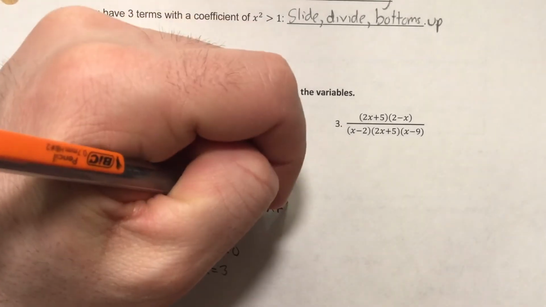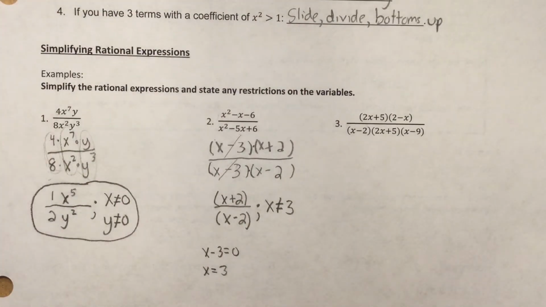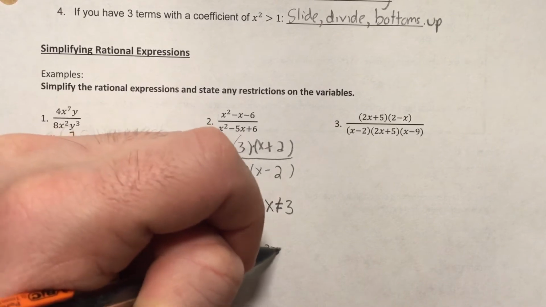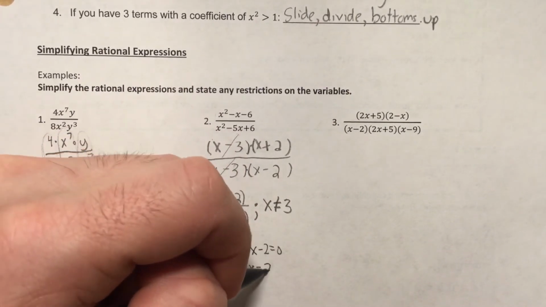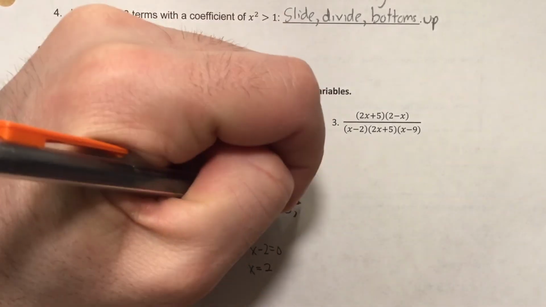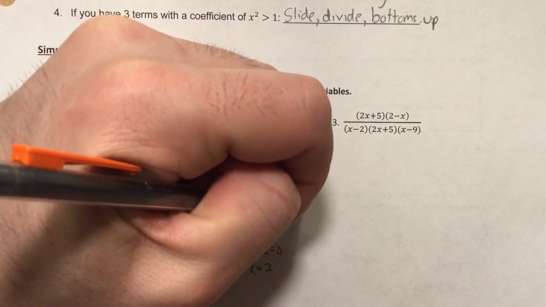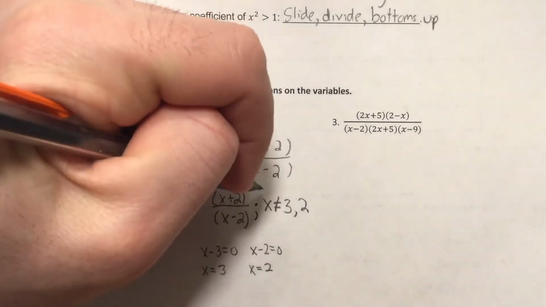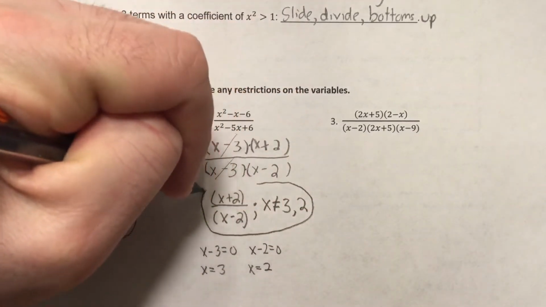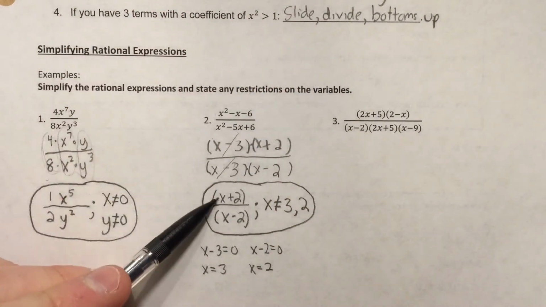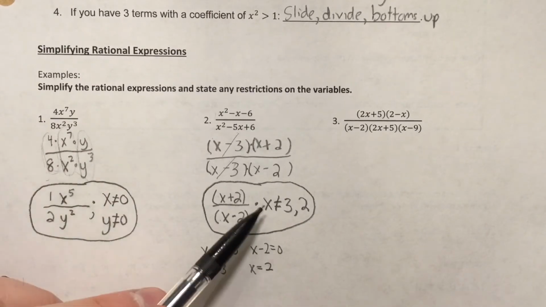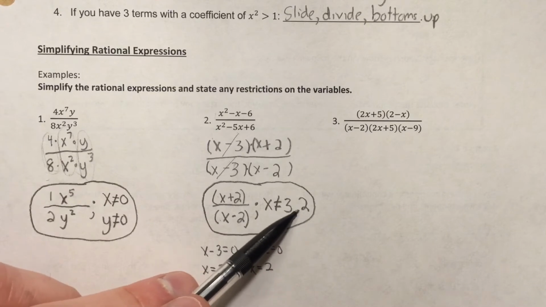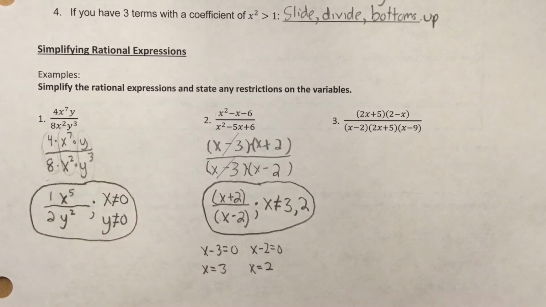So I'm going to say x cannot equal 3, and then I have to set the other denominator factor equal to 0, which was x minus 2, which would be x equals 2. So then I would say x cannot equal positive 2 either, because again, if I plug 2 in here, 2 minus 2 is 0, then the whole denominator becomes 0, and we're undefined. So my final answer, x plus 2 divided by x minus 2, and then x cannot equal 3 or 2. Again, because if I plugged either one of those in for my x's, I would get a 0 in the denominator, which is undefined.